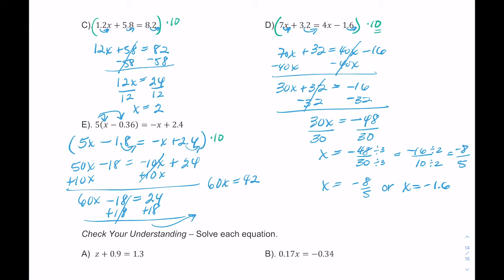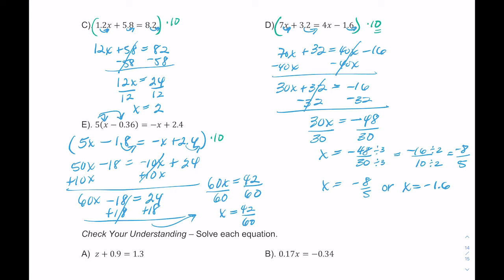Okay, x is still not by itself. I need to remove the 60. So to do that, I'm going to divide, because you were multiplying 60 times x, so you do the inverse. And now we get 42 over 60. Okay, and that is not reduced.